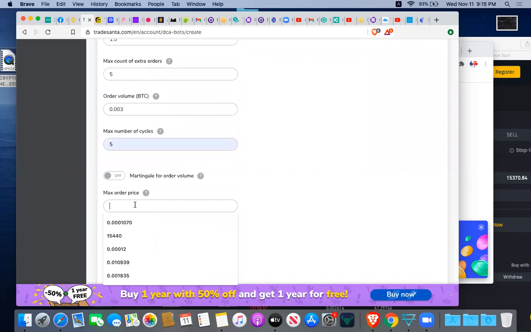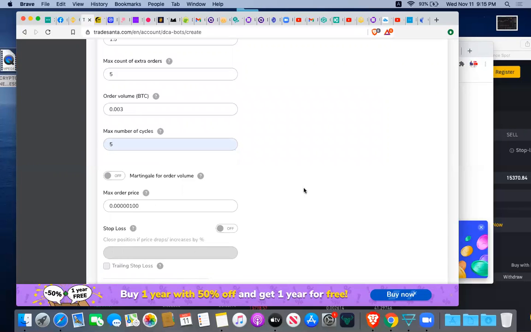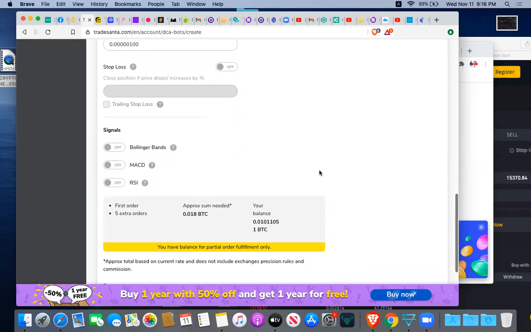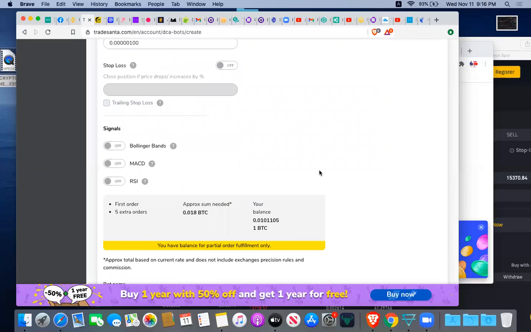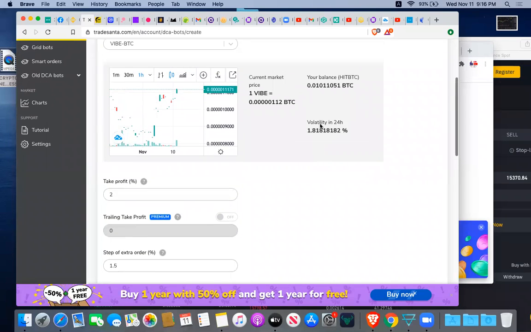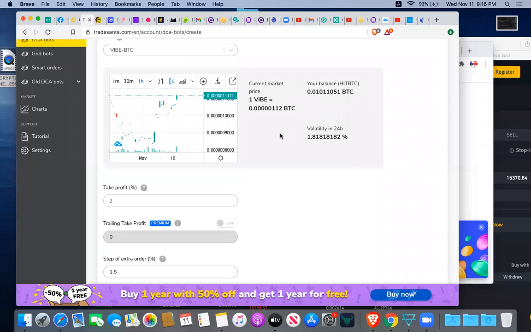There we go. Maximum 0.00000500, so maximum 500 Satoshi, 100 Satoshi. Right. So I'm not using stop loss. Saying what I will need to get this trade done, I will need up to 0.18, which is more than my balance. I wouldn't even use up to that for this trade. I'm not interested in using up to that for this trade. Okay.